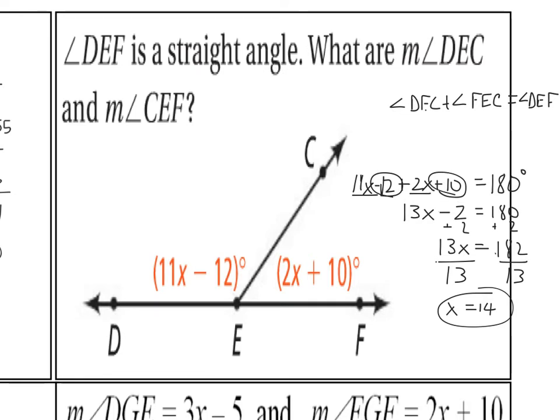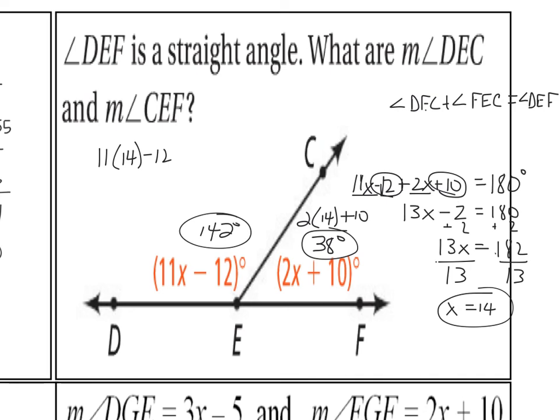Okay, so we get 14. Then what I have to do is plug this back in. 11 times 14 minus 12, and then 2 times 14 plus 10. So 2 times 14 plus 10 gives me 38. This angle right here is 38 degrees. And 11 times 14 minus 12 is 142 degrees. Again, I should be able to check, because these two angles should add up to be 180 this time, and they do. Okay, so now you should be able to complete, using the angle addition postulate, your examples on this page.